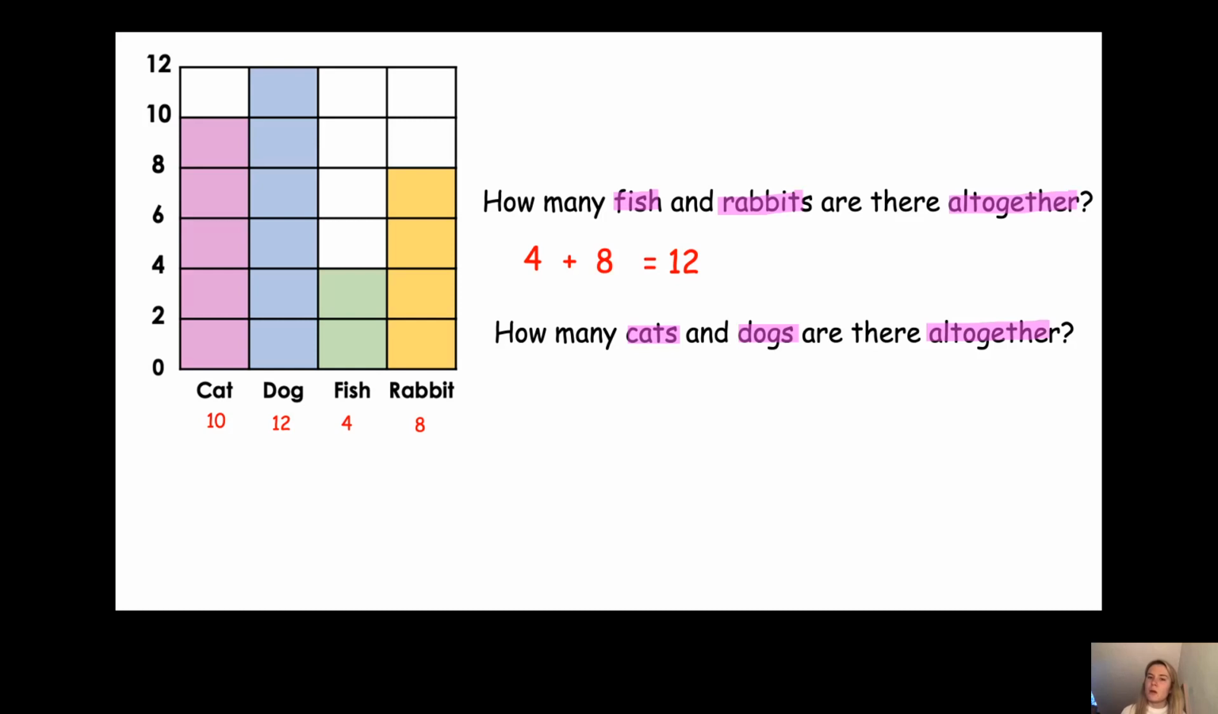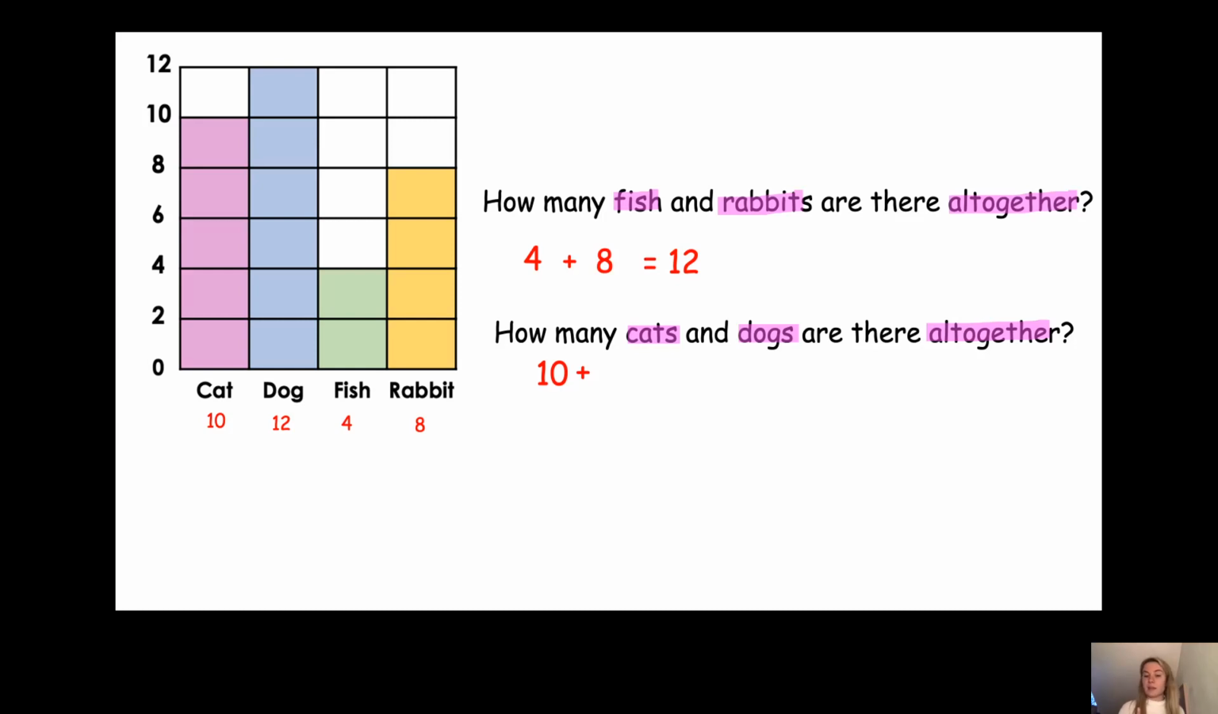Now, remind me, year 2, what do we do if we're finding out all together? The total? Yes, we're going to do addition, aren't we? So how many cats are there? Well, if we look under cats on our block diagram, we can see that there are 10 cats. And then we need to do addition because we're finding how many there are all together.